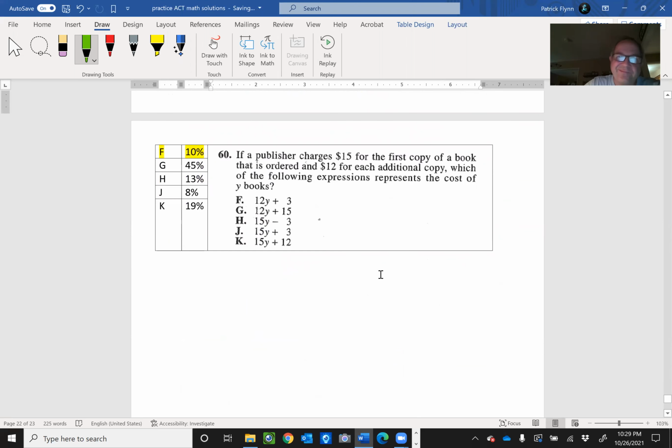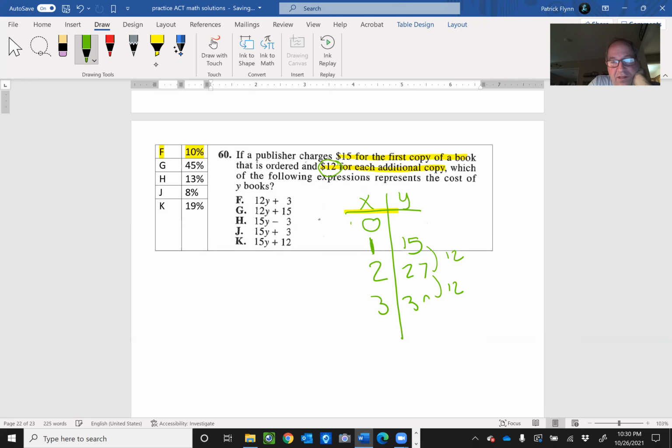Okay, number 60. Thought this one was interesting. I kind of fell for it a little bit. A publisher charges $15 for the first copy and $12 for each additional copy. So if I think about a table of values, X is the number of copies and Y is what we sell them for. If I have one copy, they're going to charge us 15 bucks. If I have two copies, they keep charging us $12 more, right? So if I were to add 12 to that, that would be 27. 3 copies, I add another 12 to that, I get 39 and so on.